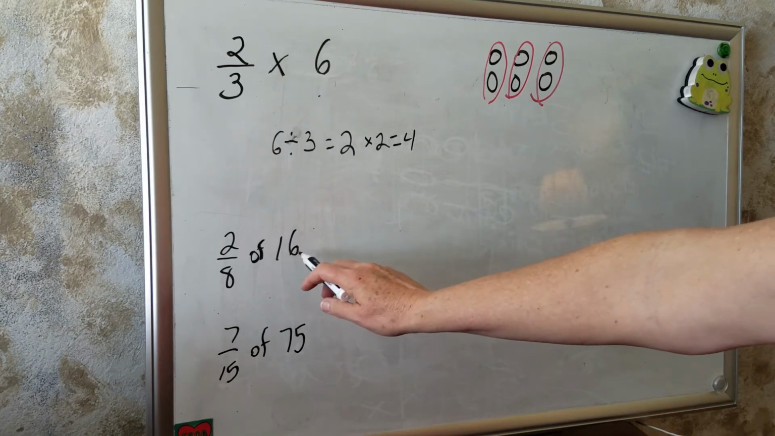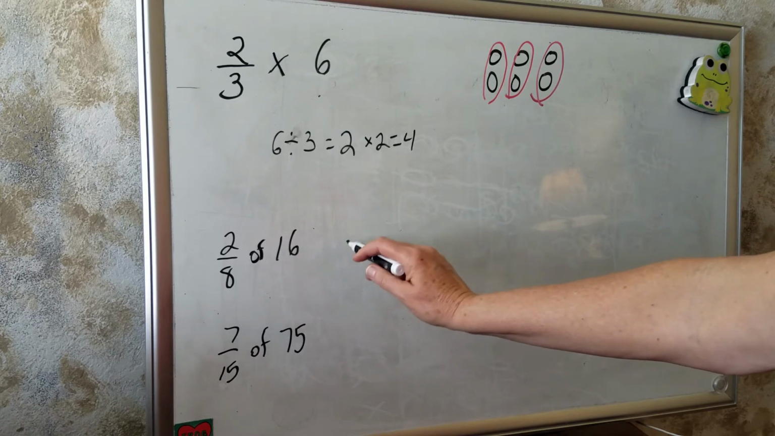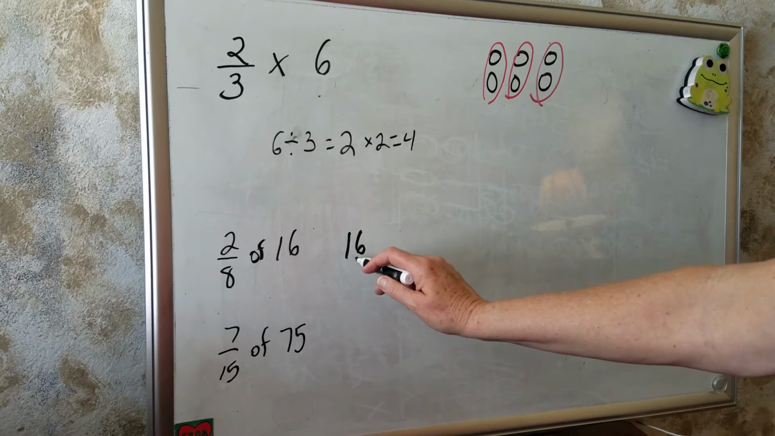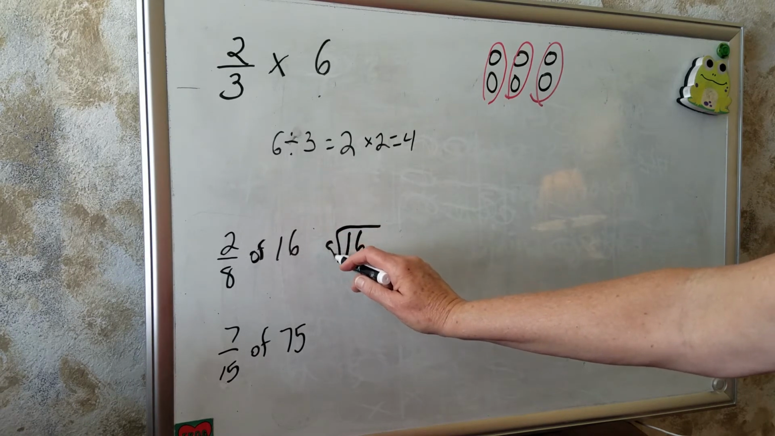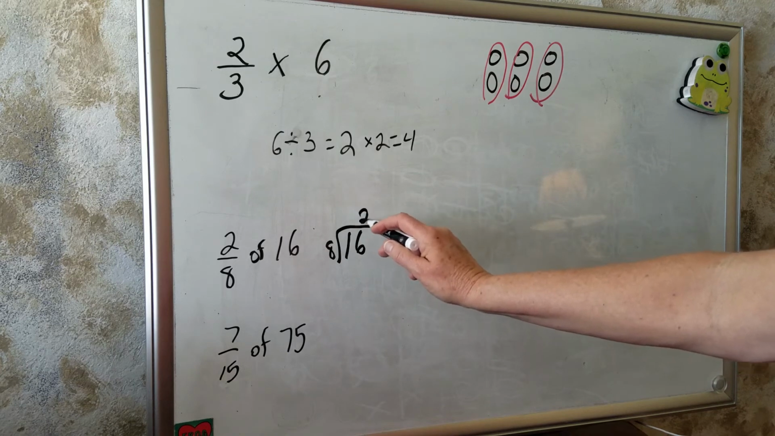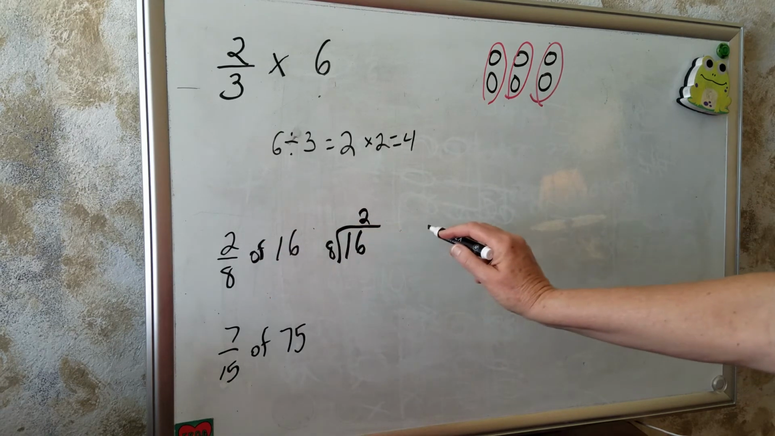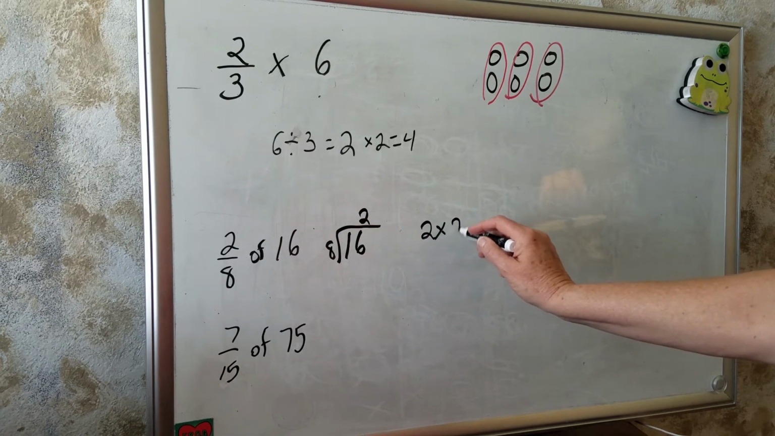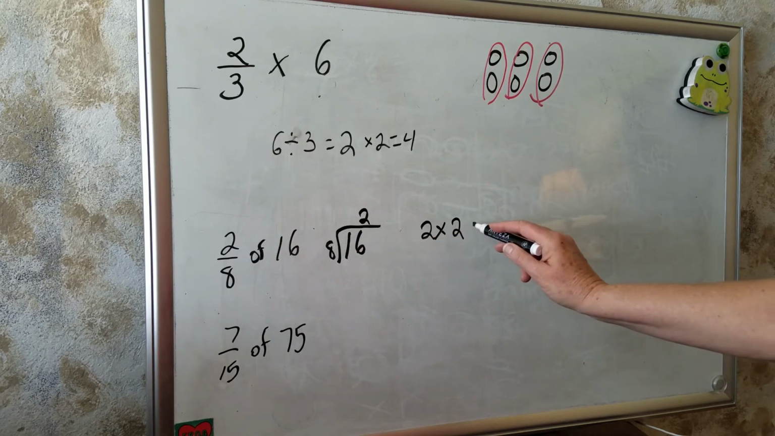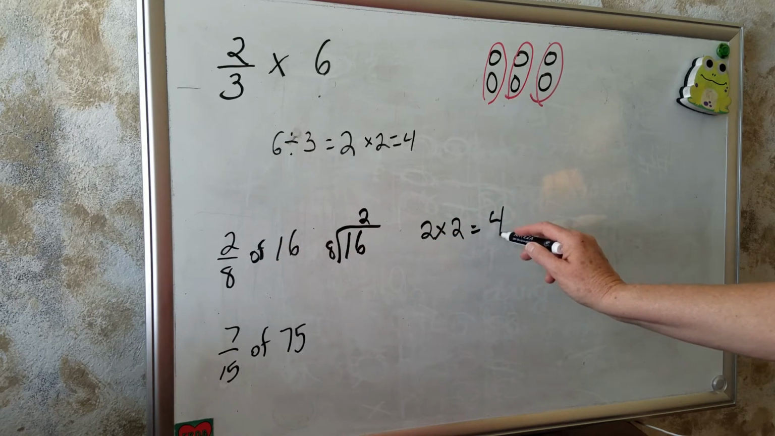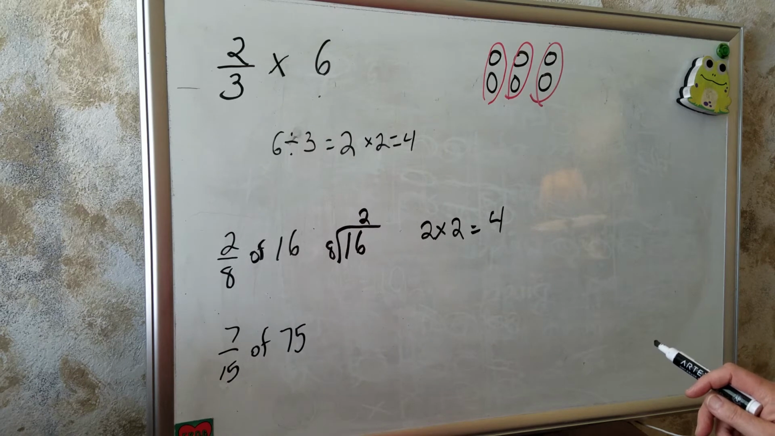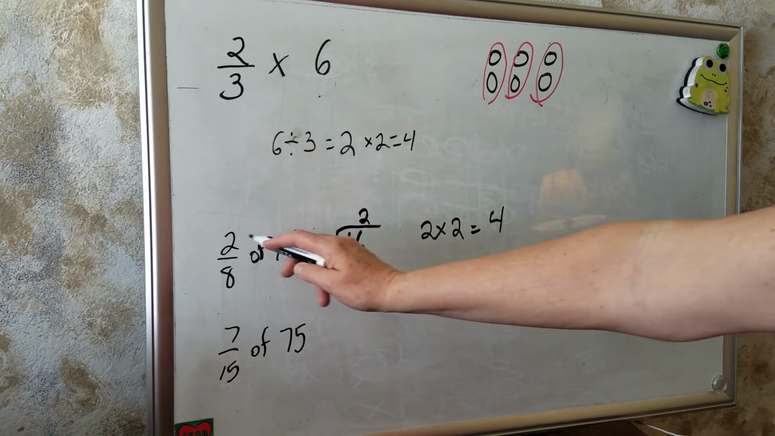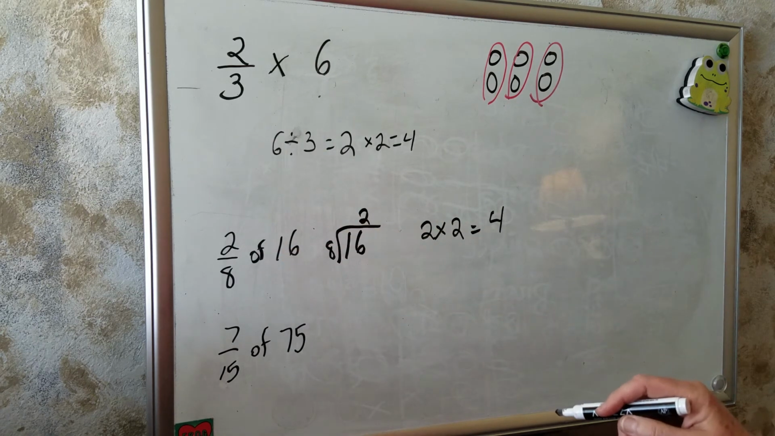I take my 16 and I divide it by 8, which of course is 2, and then I multiply that 2 by the numerator, and so I get 4. So 4 is 2/8 of 16.